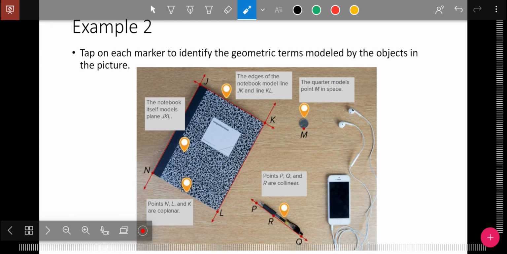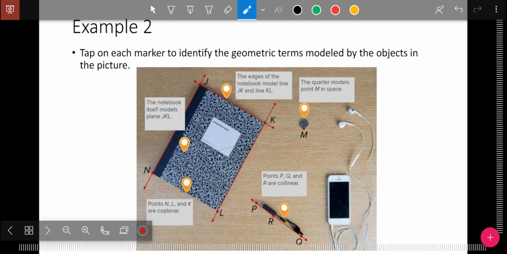The next example is just talking about real life examples. Since we're not in class, I can't have you point out a whole bunch in the classroom. But they're saying this quarter looks like a single dot on this whole table. So that quarter is a model of a point. This whole notebook cover would be a real life example of a plane. Any edge of the notebook could be an example of a line, and this pencil or pen here is a line.